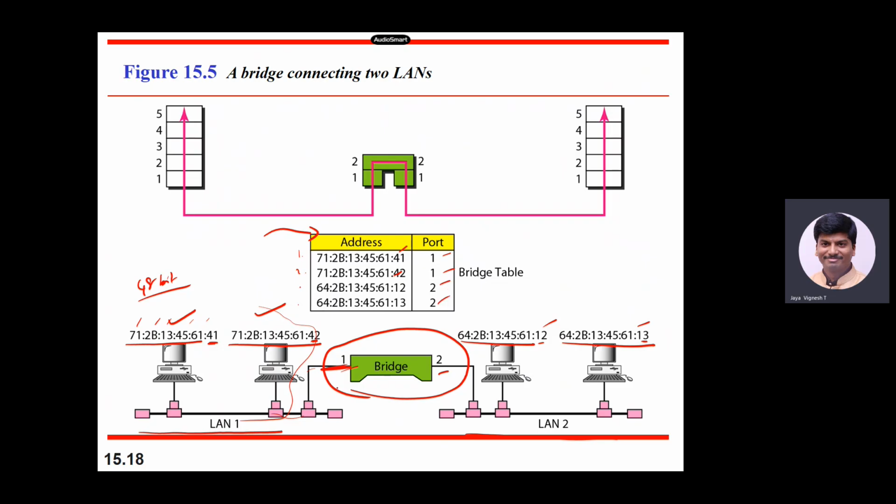So now let's look at how it works. You have the table already populated, which has the list of MAC addresses and which port of the bridge each is mapped to. So whenever the bridge receives any frame, it can look at the table and make a decision. Now let's look at the first example. Say the system with MAC address 41 wants to communicate to the system with MAC address 13.